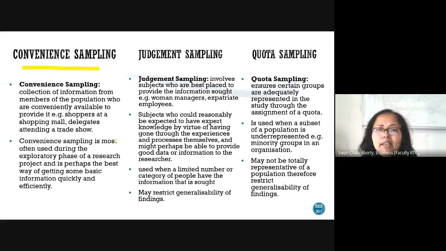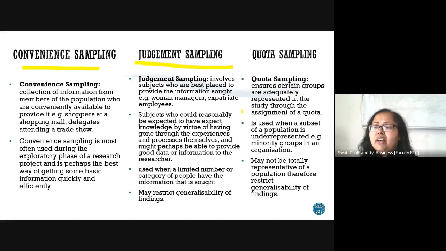Convenience sampling is where we collect information from members of the population who are conveniently available to provide it, right? For example, shoppers at a shopping mall, delegates attending a trade show. It's most often used during the exploratory phase of a research project, and is perhaps the best way of obtaining some basic information very quickly and efficiently.